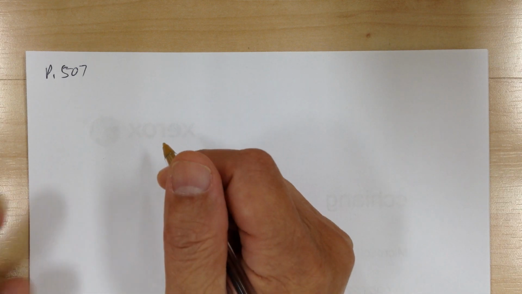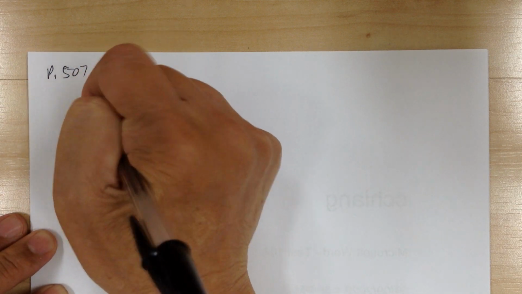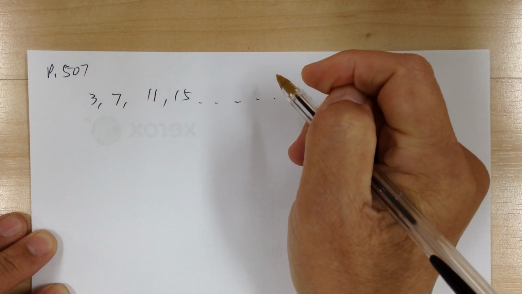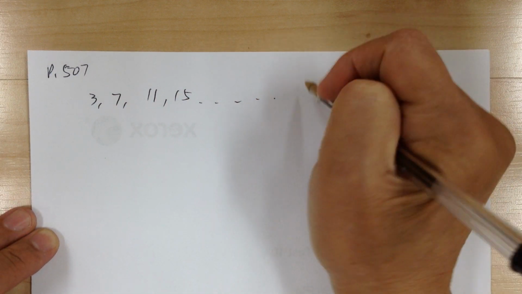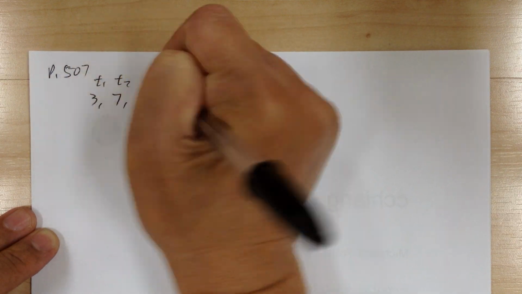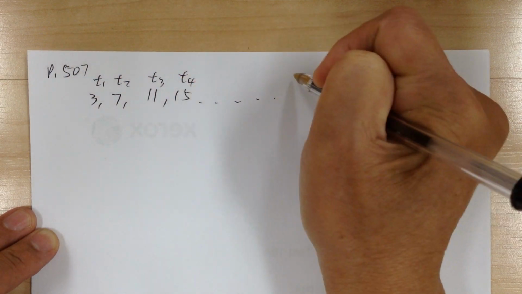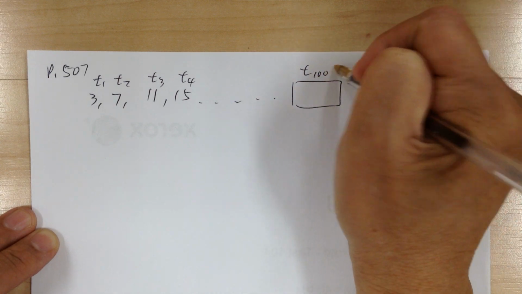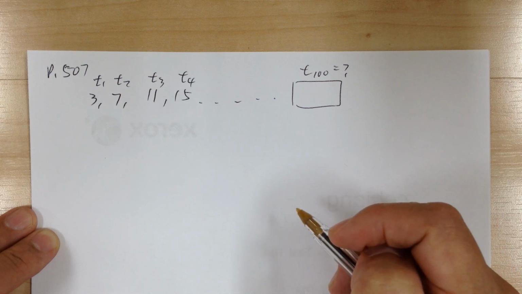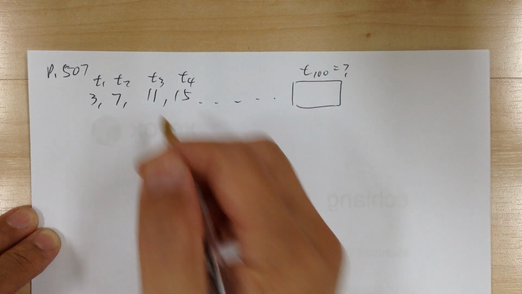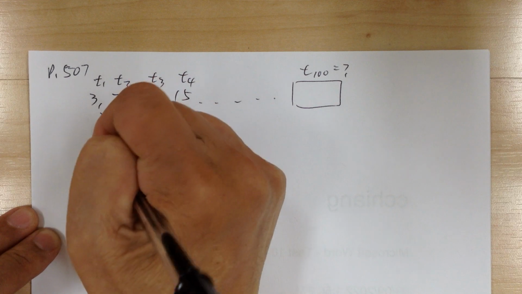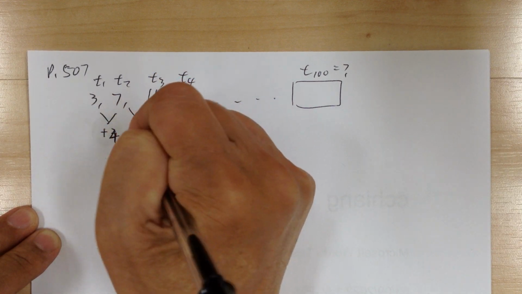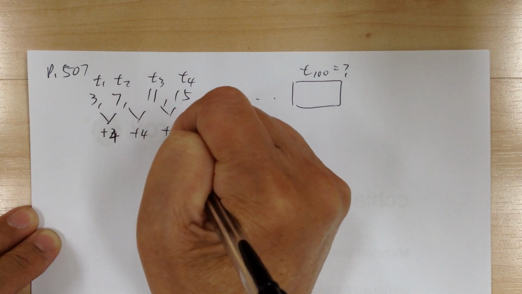Suppose you have the sequence 3, 7, 11, 15, and so on. How can you find the hundredth term? So this is T1, T2, T3, T4, and what would be the number for T100? How are you going to find this? Notice that this is arithmetic, so it is plus 4, plus 4, plus 4.